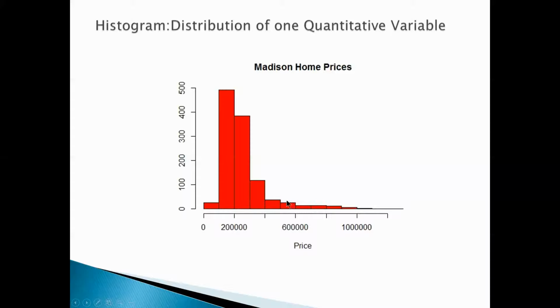And we see this long tail. Up here around $1 million, there were very few homes for sale, but there were some. This shape, by the way, is called right skewed. It's got this long tail going to the right.